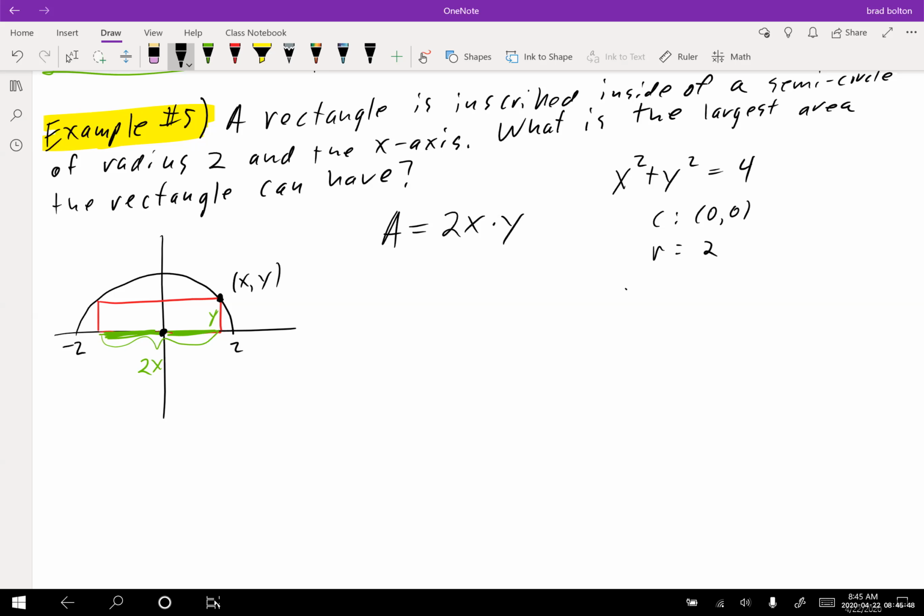I could solve for y, and I have y squared is equal to 4 minus x squared, right? And then I could square root both sides, and I would get y equals plus or minus the square root of 4 minus x squared. But I'm only going to use the plus because we're doing the top half of the circle. Technically, the negative would be the bottom half of the circle. So just keep that in mind. That's why I'm using the plus.